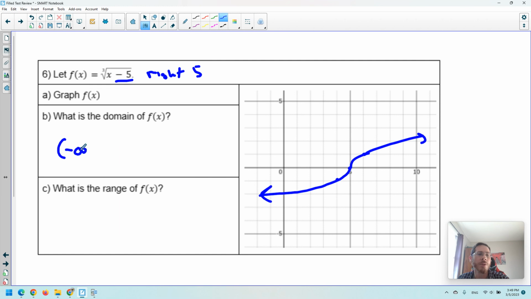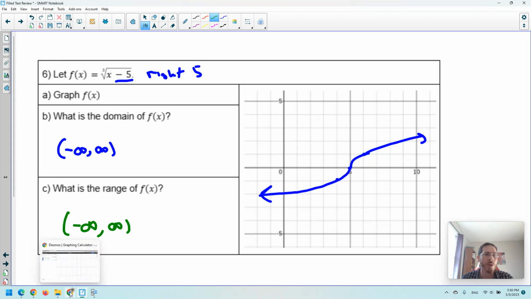What is the domain of f of x? These shapes are negative infinity to infinity for the domain. Because moving it over, I'm still going all the way to the left to negative infinity, still going all the way to the right for positive infinity. What is the range? Same thing. Even though I moved over to the right 5, I'm still going down to negative infinity eventually. I'm still going up to positive infinity eventually.